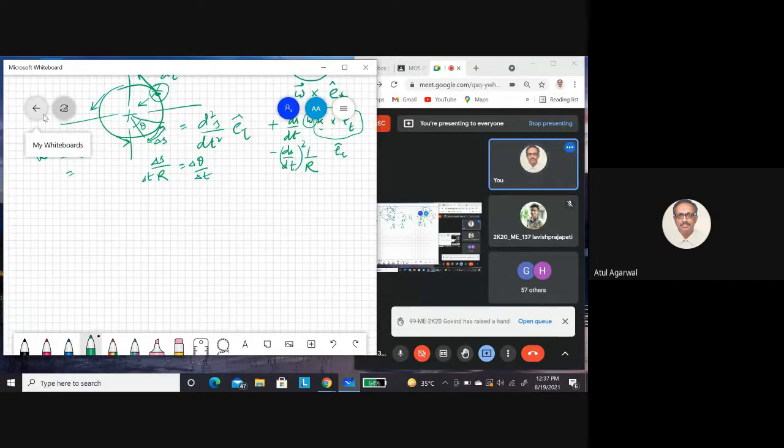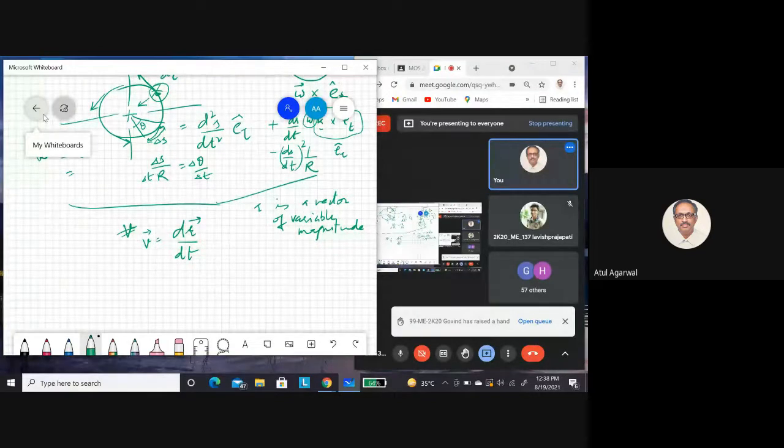Let's do it one more way. Velocity is equal to dr by dt. R is a vector. Now, if you say R is a vector of variable magnitude, how do you handle it? So you can say d by dt of r er. You define a certain direction with r.